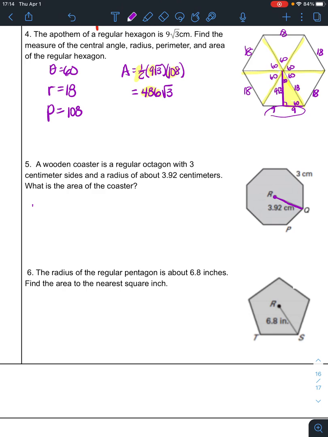Okay, and then I want to know what's the area of the coaster. Well, I need 1/2 the apothem times the perimeter. So I need the apothem. So if we turn this and we draw in that apothem, here's what we're looking at.